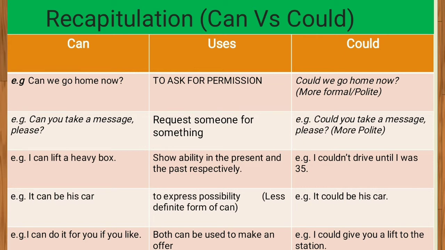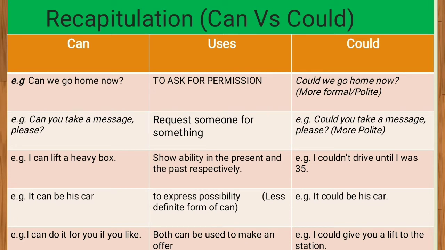So you can see, to show ability in the present and the past respectively, we can use can as well as could. Ability in the present we use can, and for ability in the past we use could. Now let's move on to the next use, that is it expresses possibility. To express possibility we can use can as well as we can use could, but there's a difference here which I'm going to explain to you now.